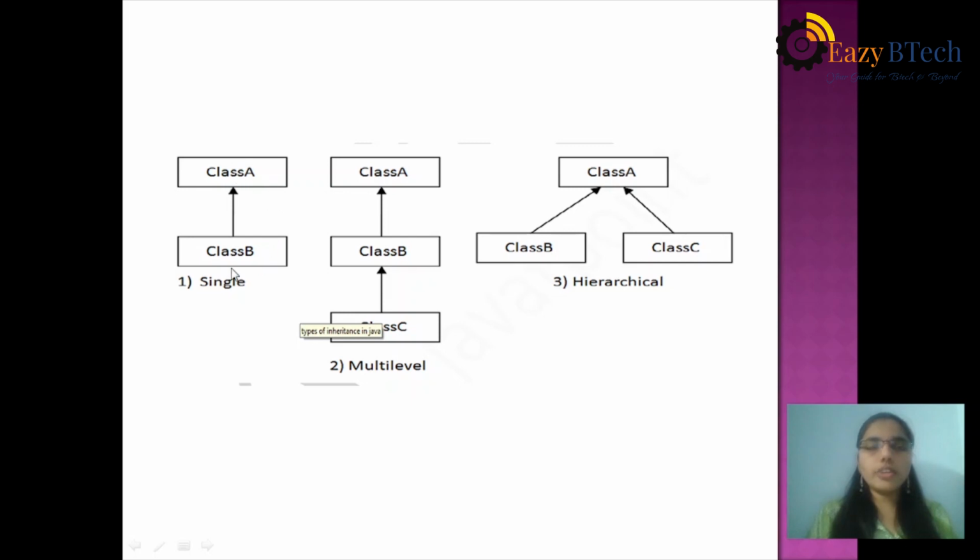There are only two classes here. So this is an IS-A relationship. That's why it is called inheritance, IS-A relationship.